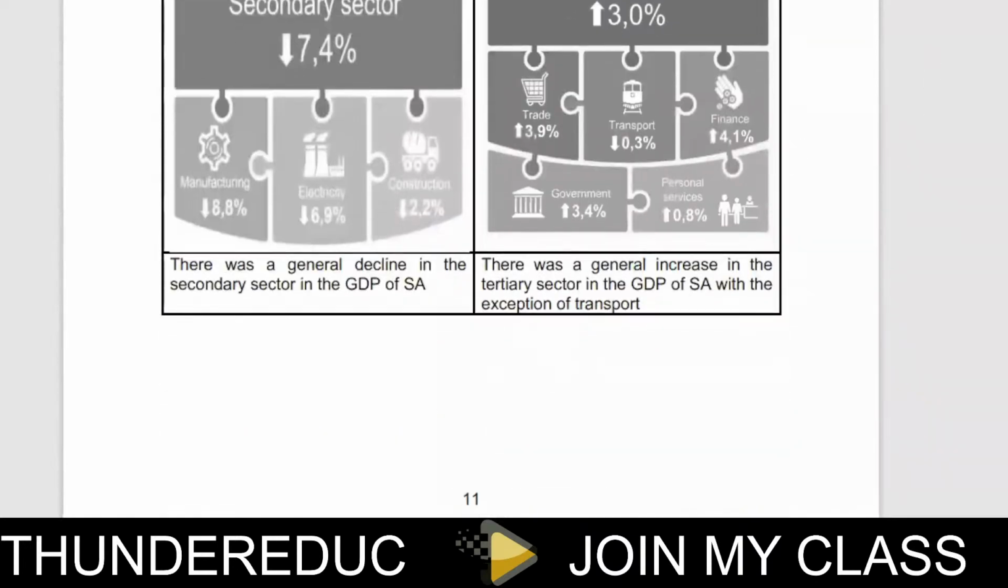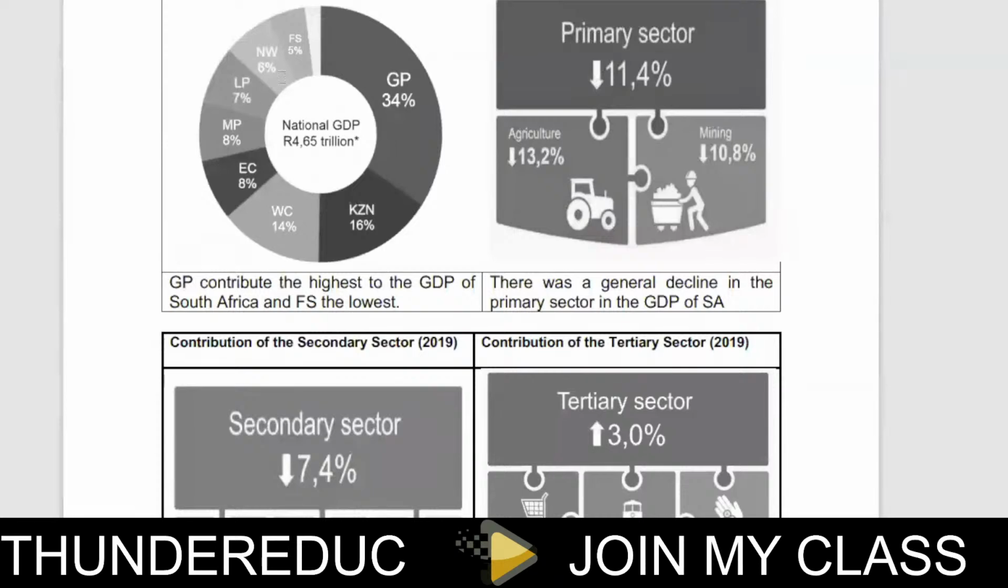Let us just try to analyze this graph. Look at this. You know very well that Gauteng is basically known for industries. So it contributes basically in that case. And that's why they are saying, according to this, it is the biggest contributor to the national grid, or to the economy of South Africa. Okay, so we understand that Gauteng contributes the highest to the GDP of South Africa, and the Free State contributes the lowest according to this.